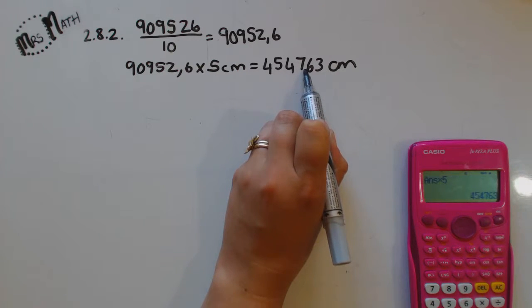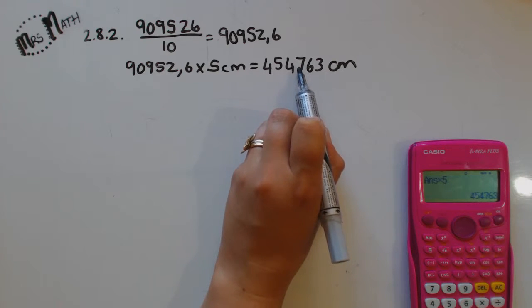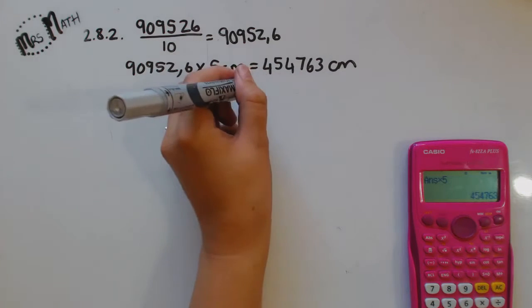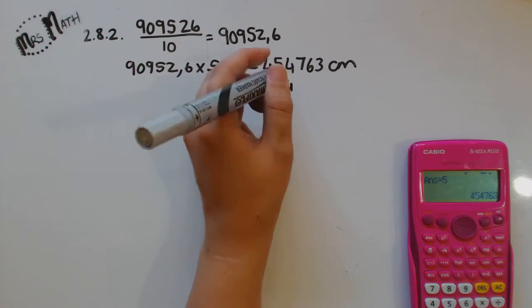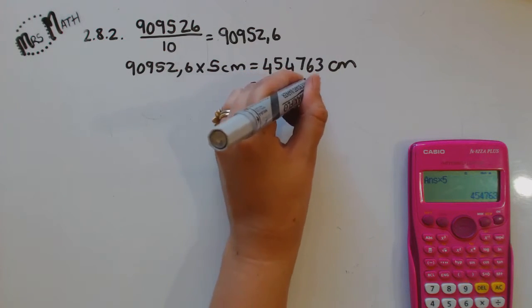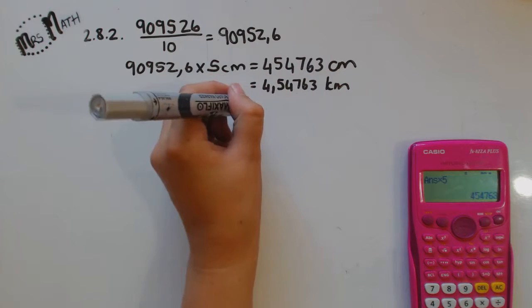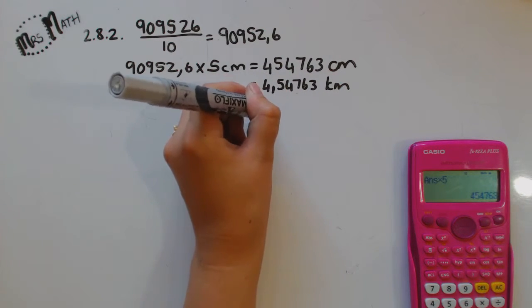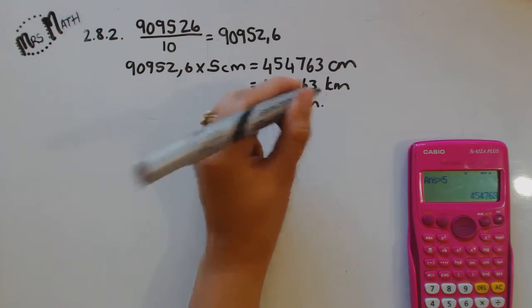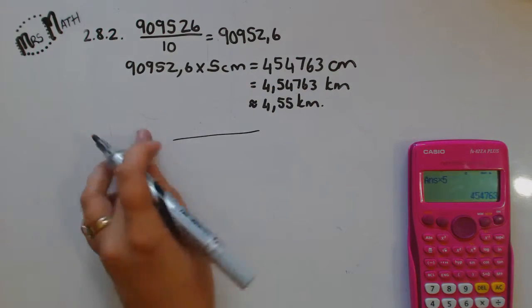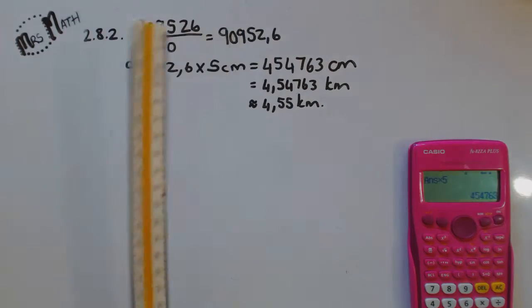And then to go from meters to kilometers, I must go back 3 spaces more, which means I'm going to have 4.54763 kilometers, or if I round this off to 2 decimals, 4.55 kilometers. That's if I write 10 digits in a 5 centimeter space.